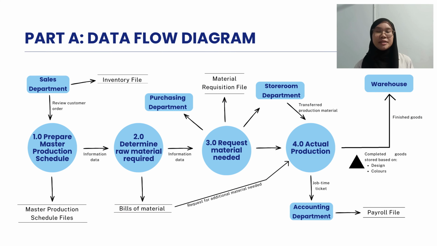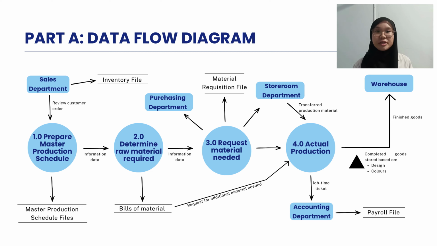Now, I will be explaining the part A of the data flow diagram of Yesa Textiles Sdn Bhd. The first step is to prepare the master production schedule. Here, the production manager will review the customer order, information from the sales department, together with the inventory levels of ready-made clothes from the inventory files. So based on this information, the master production schedule is prepared and then stored in the master production file.